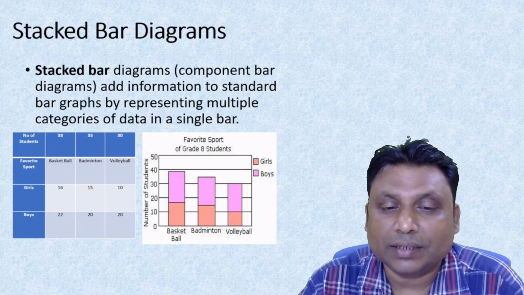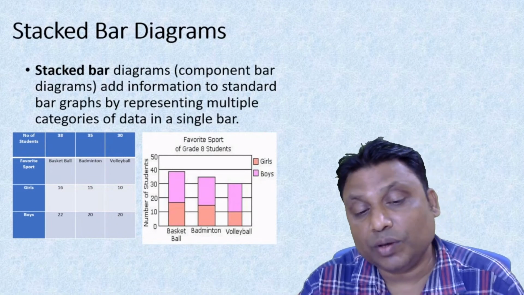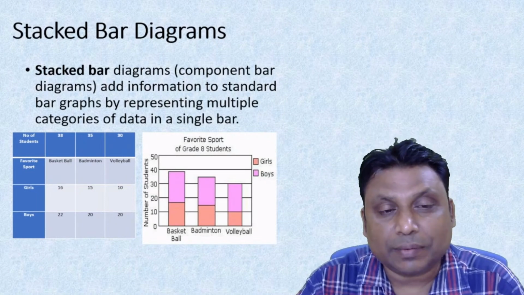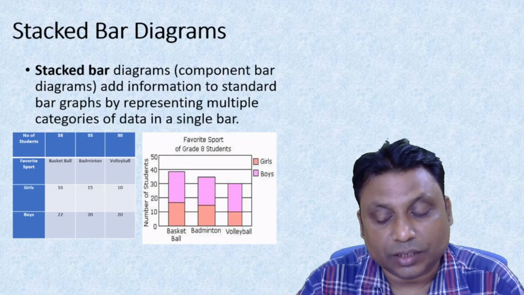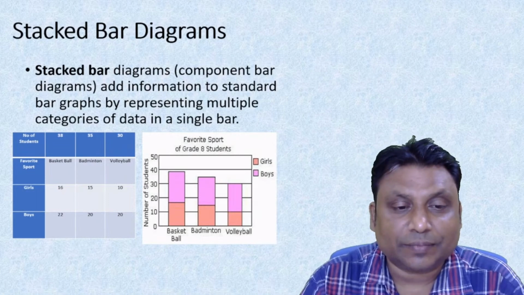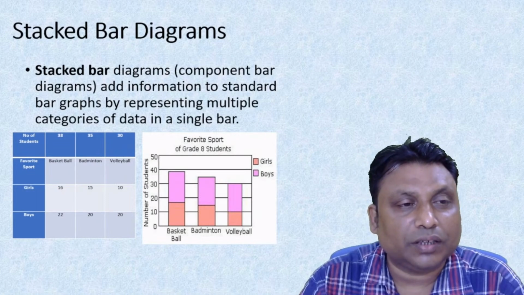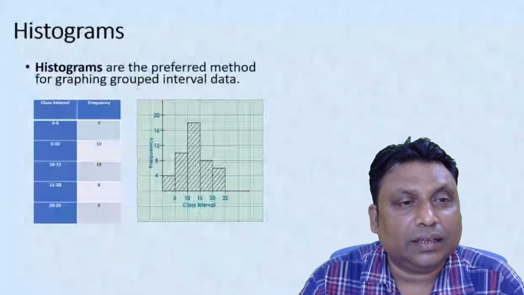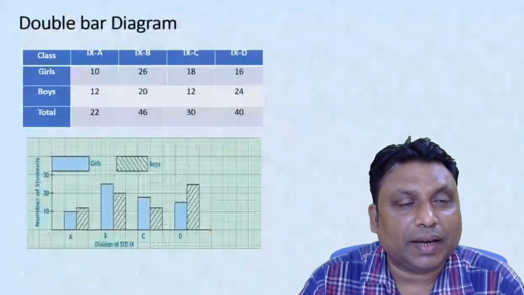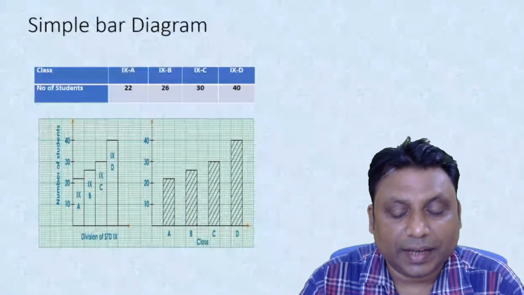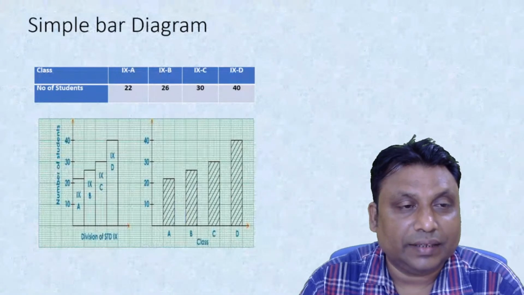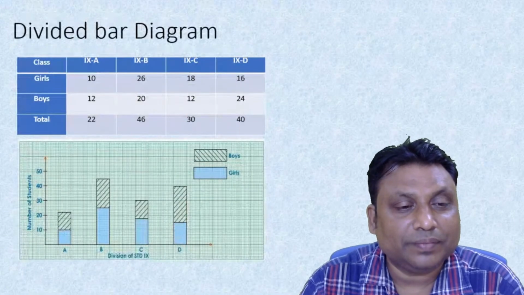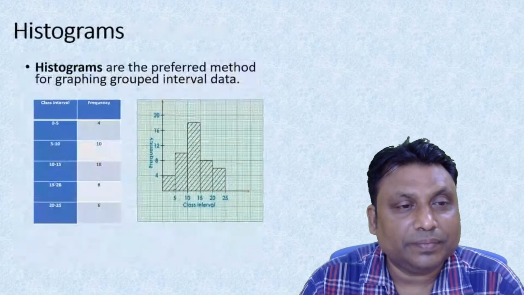So when multiple data sets are given, generally you use this type of graph. So this bar diagram is very, very important also. Yes or no? So in these cases, listen here. This bar diagram, and this bar diagram, multiple bar diagram.